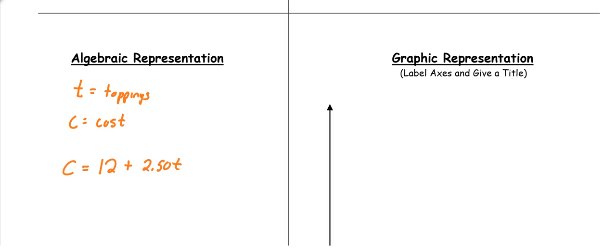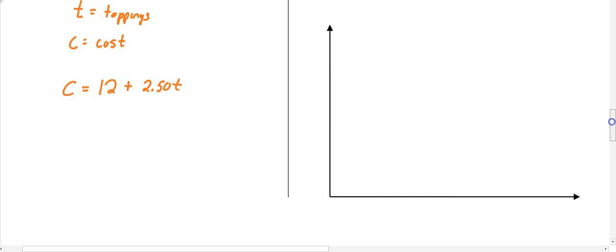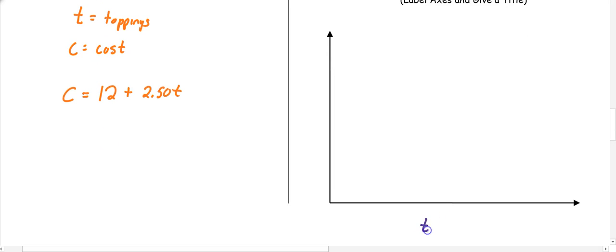So now I'm going to create a graph again. So on the x-axis is my independent variable. So in this case, toppings. And remember from our table that the toppings went up by 2. So 2, 4, 6, 8, 10, just so I fill out that entire axis.